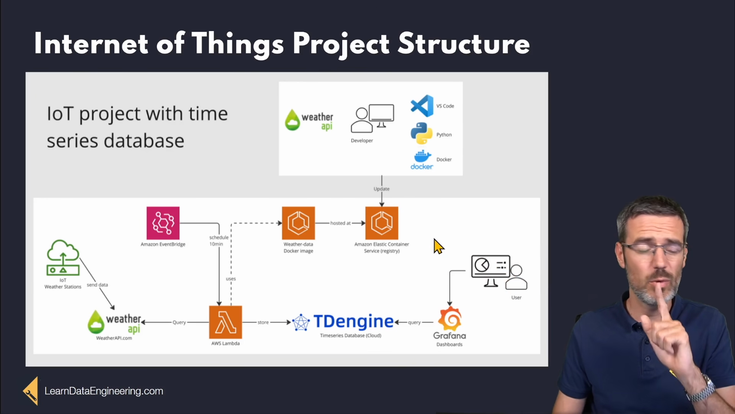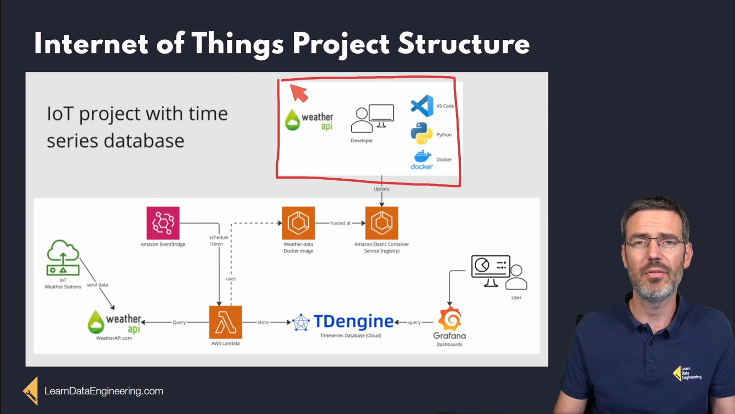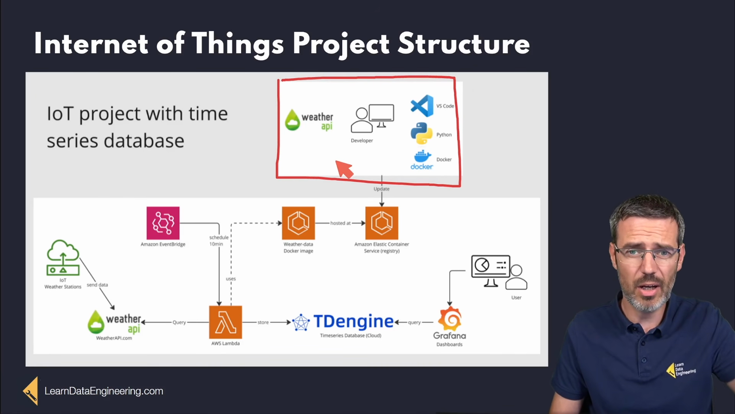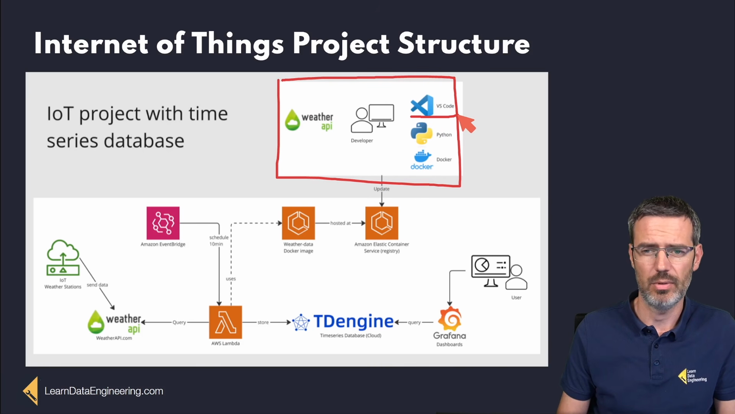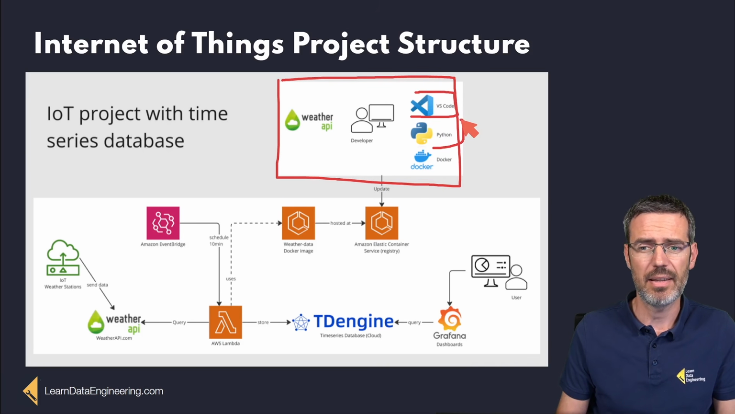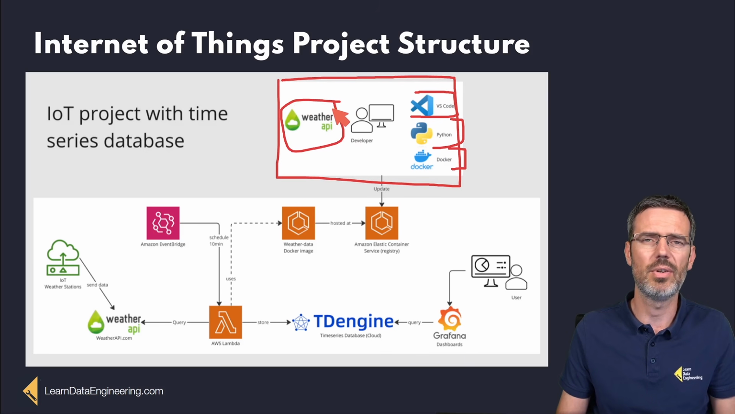To develop this, here on the top, we're going to have our development environment, local environment, your computer, or my computer. I have VS Code, I have Python installed, I have Docker installed. These are the few parts, and I'm accessing the weather API.